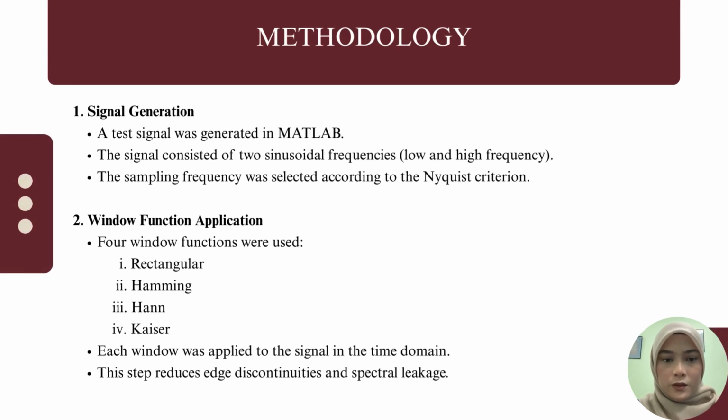Next is methodology. Number 1 is signal generation. A test signal was generated in MATLAB. The signal consists of two sinusoidal frequencies, low and high frequency. The sampling frequency was selected according to the Nyquist criterion. Number 2 is window function application. Four window functions were used. Number 1 is rectangular, number 2 is Hamming, number 3 is Hann, and number 4 is Kaiser. Each window was applied to the signal in the time domain to reduce edge discontinuities and spectral leakage.